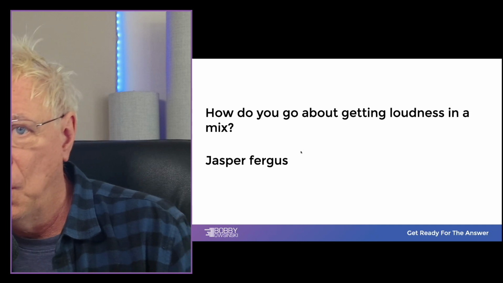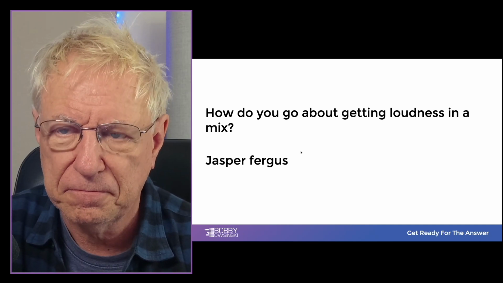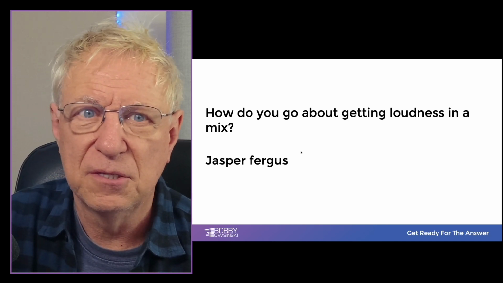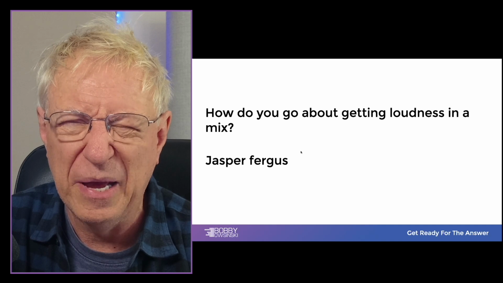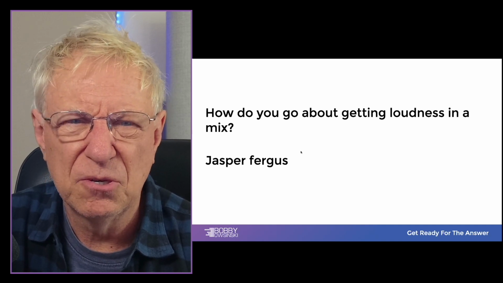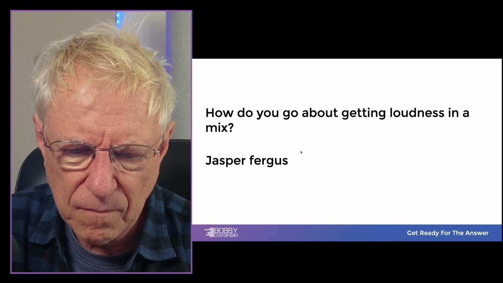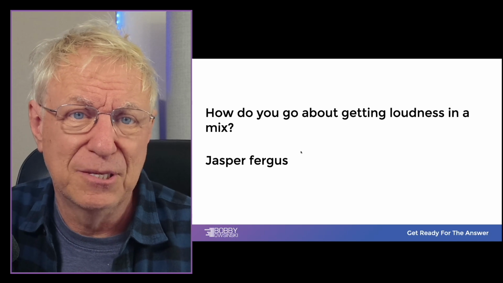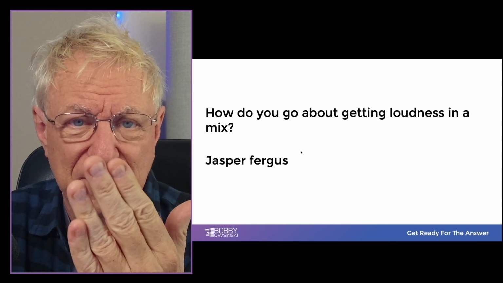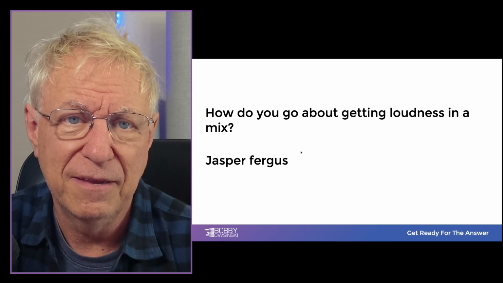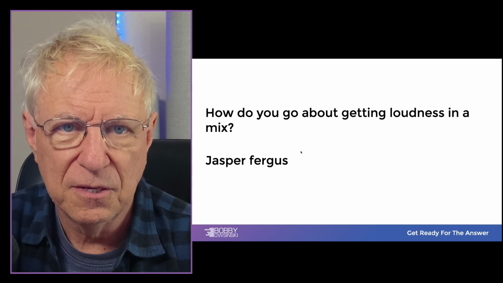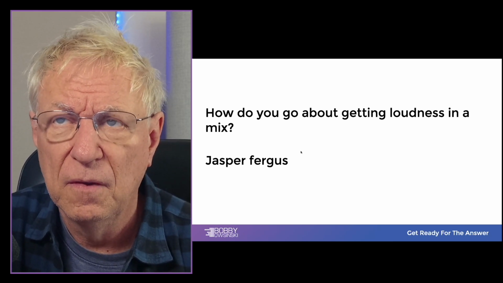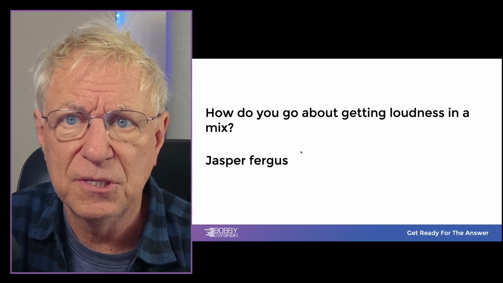Okay, from Jasper. How do you go about getting loudness in a mix? There's a time-honored way that started with mastering engineers, going back to the late 50s, early 60s even. Basically, there's a compressor first, then a limiter at the end of the signal chain. The compressor boosts the level, gives us the gain that we need, and the limiter stops it from overloading.